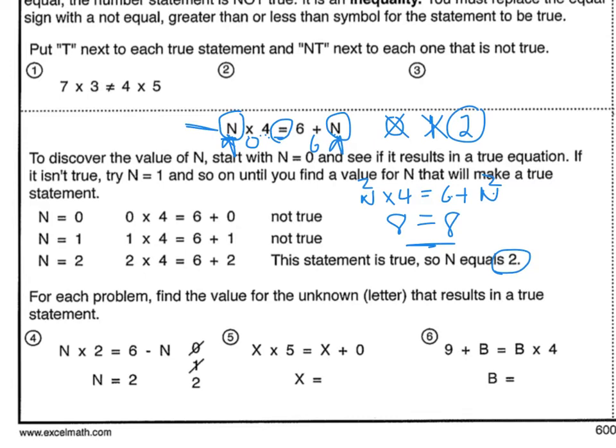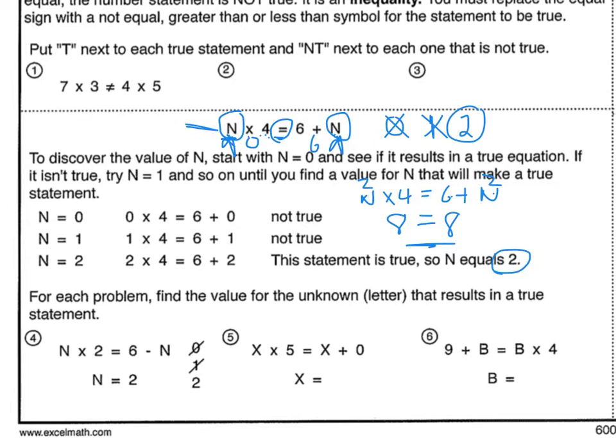All right, let's try number 4 down here together, okay? So we have n times 2 equals 6 minus n. This is kind of like the last one. It's got an n here, but notice that n's probably going to be equal to something. Oh, it looks like they gave us the answer here. It does coincidentally come out to be the same number. But let's take a look why.